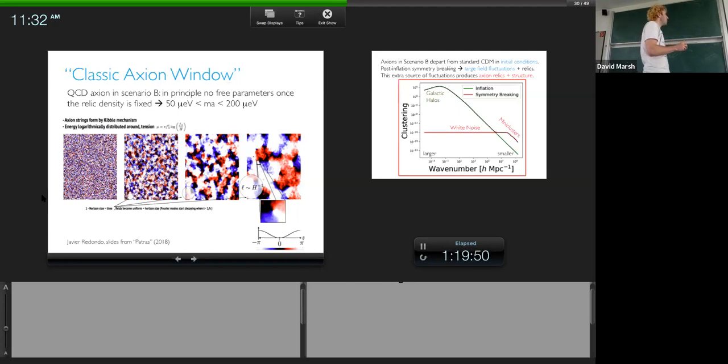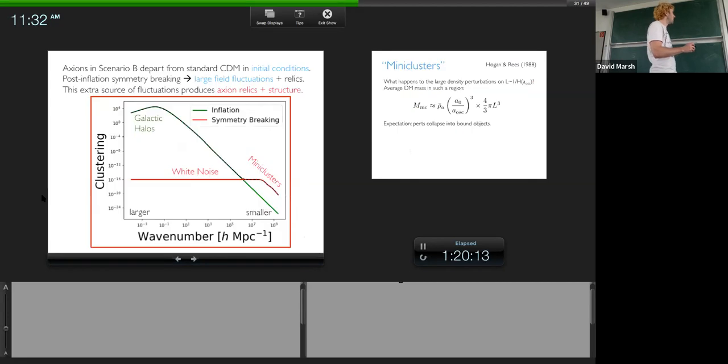Here's the picture of that formation mechanism from having done those slides. So here we have the axion field theta between minus pi and pi, and it has order 1 fluctuations. Theta takes on all different values between minus pi and pi, with variation on scales of order the Hubble parameter. What does this do cosmologically? That's what mini clusters is about.